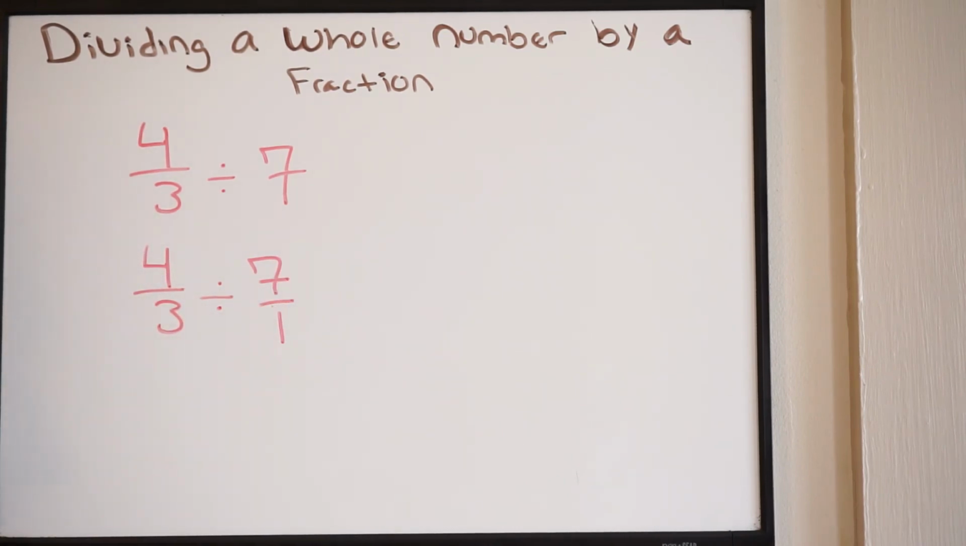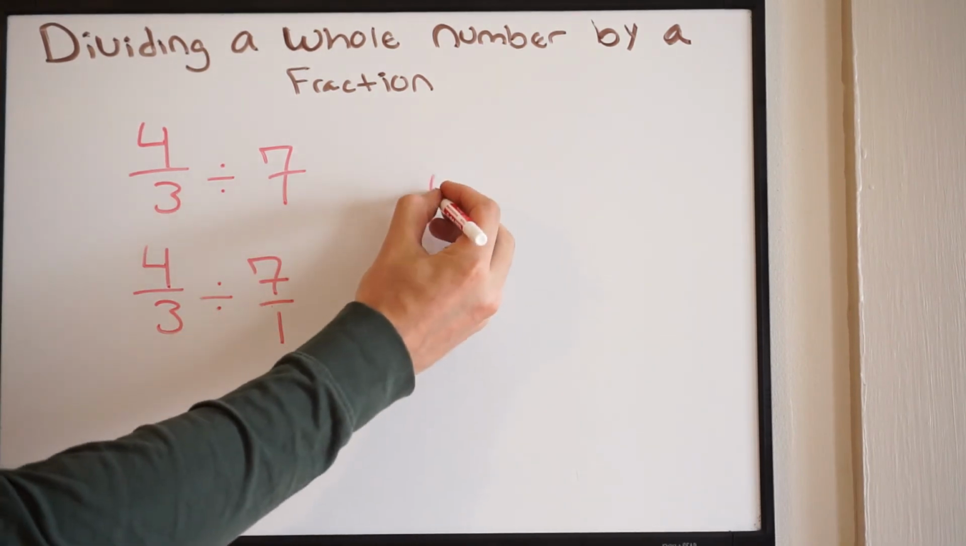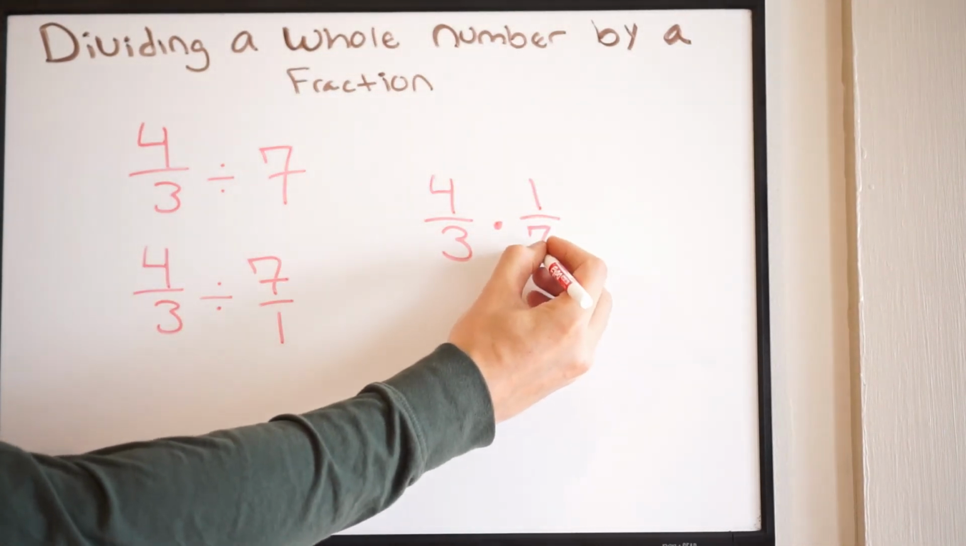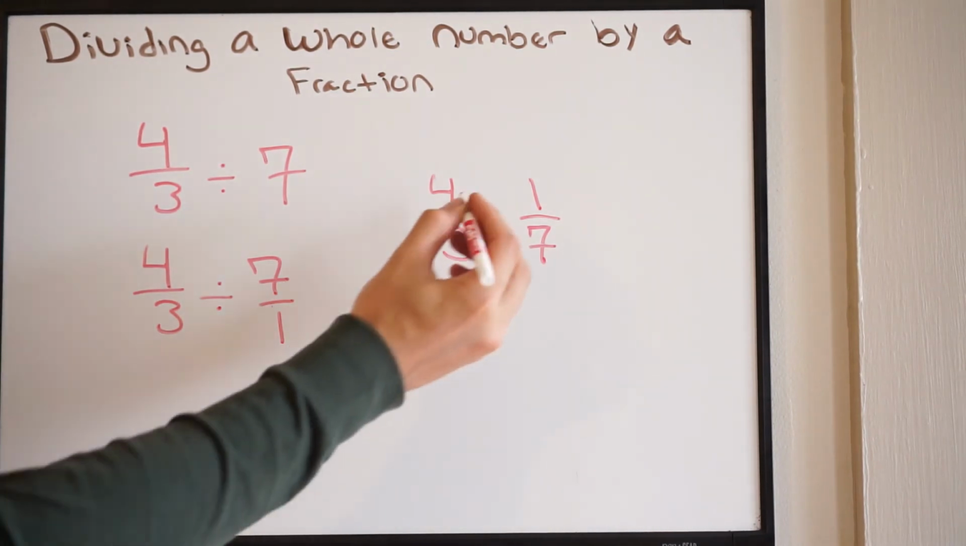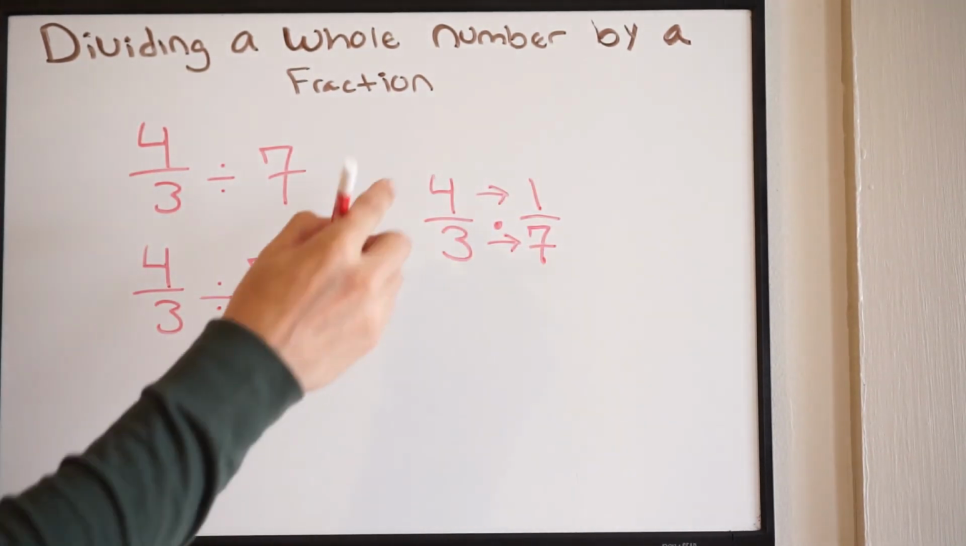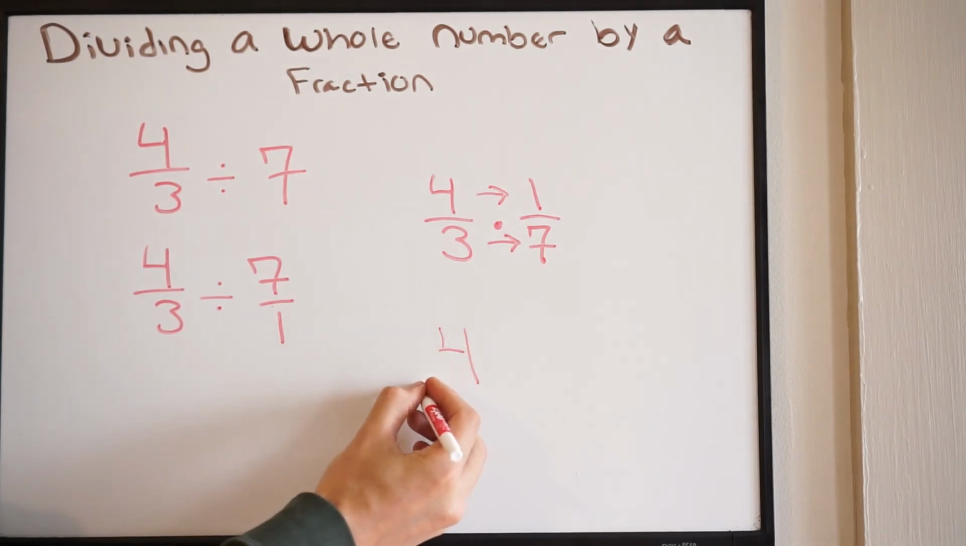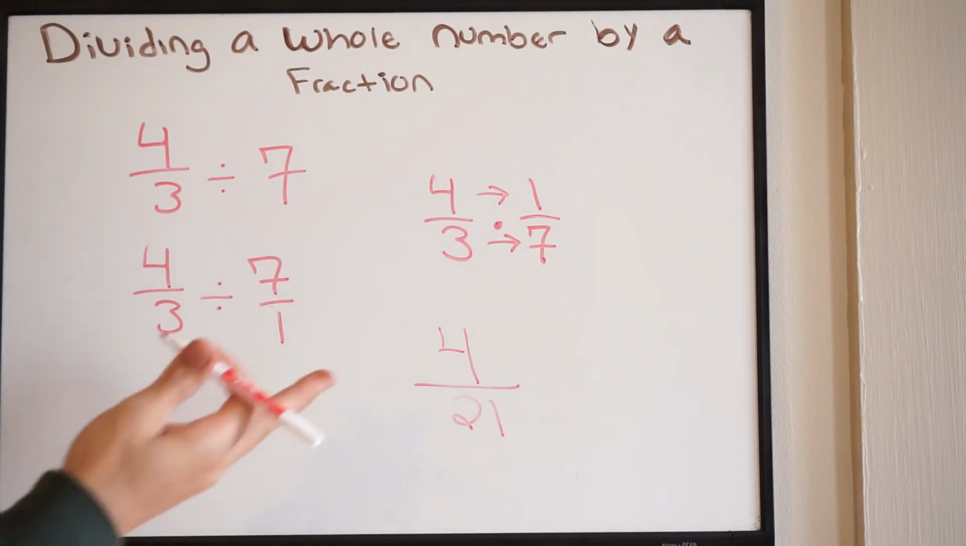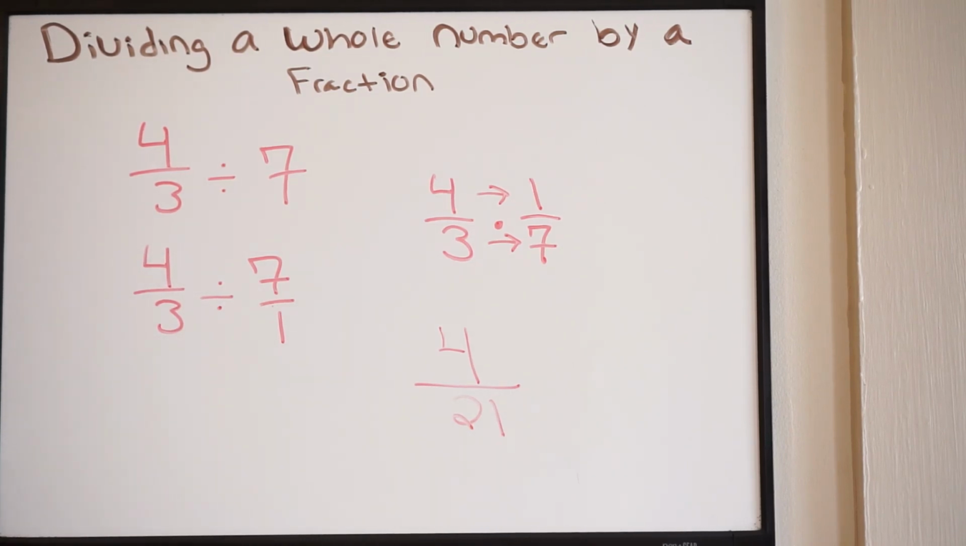And now you follow the same rules. Keep, change, and flip. So we keep our first value, so we're going to have 4 over 3. We change our operation to multiplication. And then we flip our last value, and now it's 1 over 7. Okay, we're going to do the same thing here. We're just going to multiply right across, so we get 4 times 1, which is 4. And then we get 3 times 7, which is 21. Okay, so there's going to be your final answer. Okay, so that's dividing a whole number by a fraction.